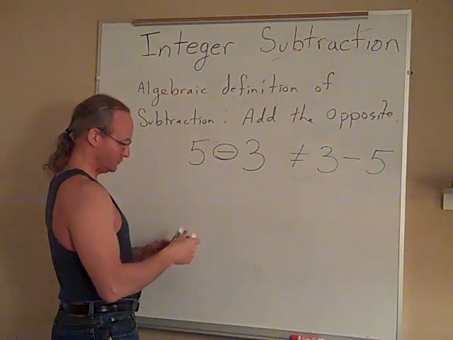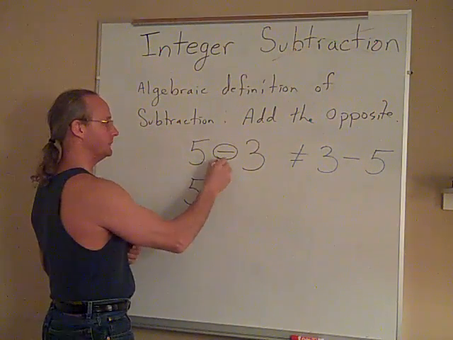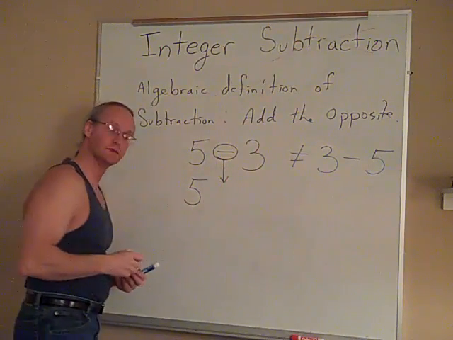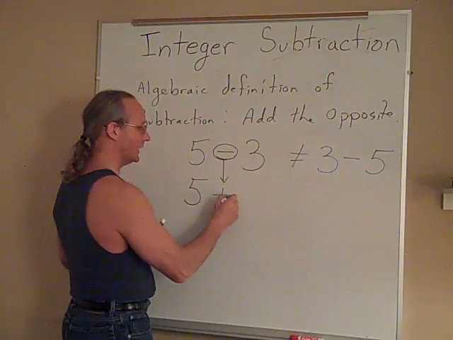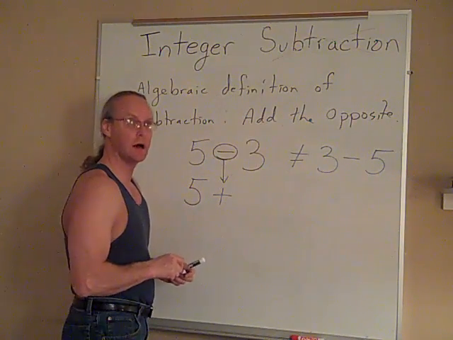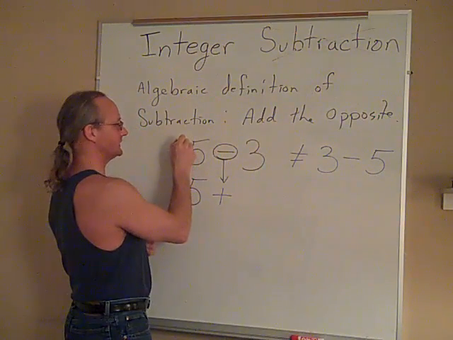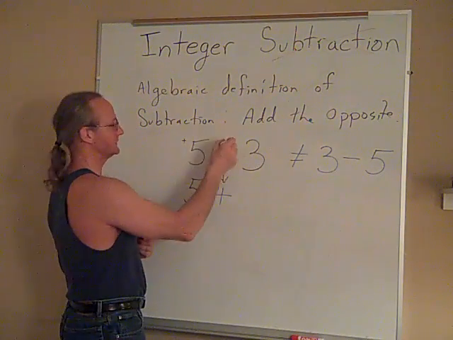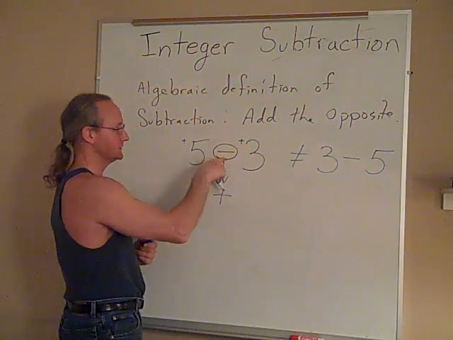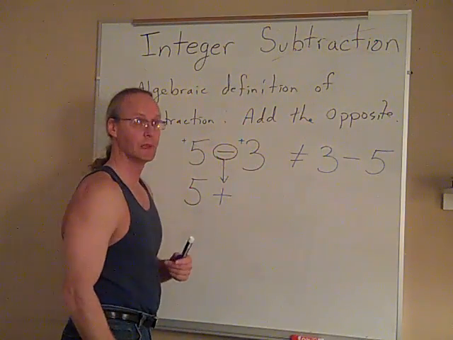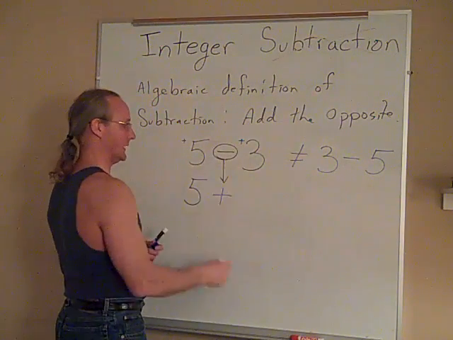So what I'm going to do is leave 5 the same, and change the operation from subtraction to addition. When I do that, I have to add the opposite of positive 3. Even though you don't see it, there really is a positive right here. There's also a little positive on this 3. I'm taking positive 5 and subtracting positive 3. That is the same as adding a negative 3.